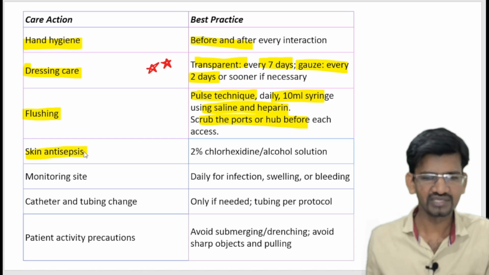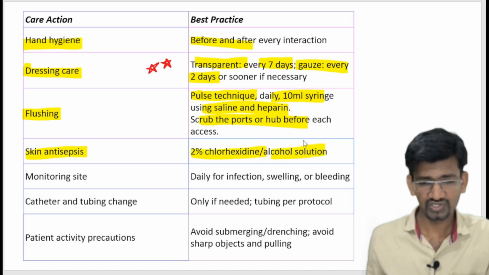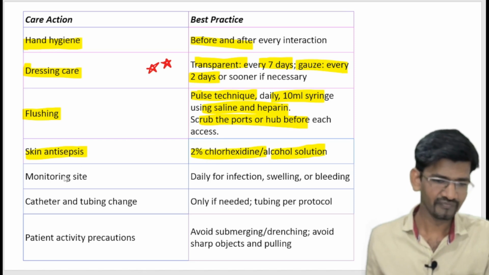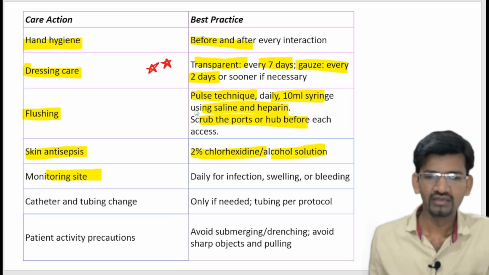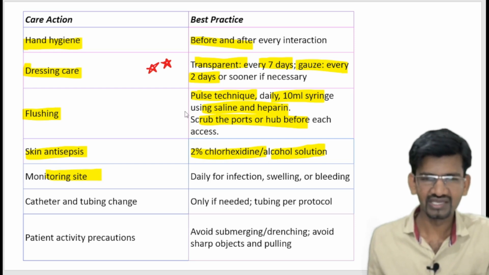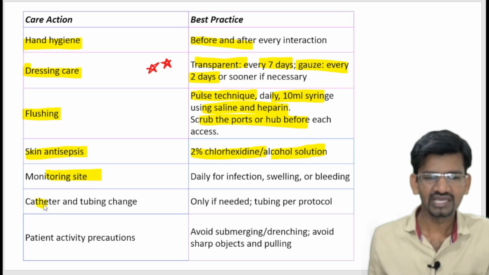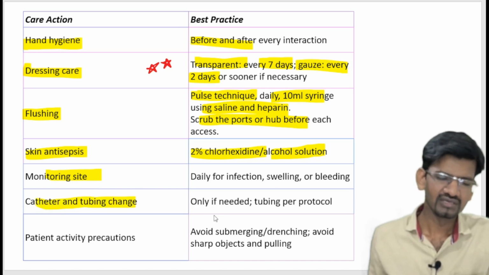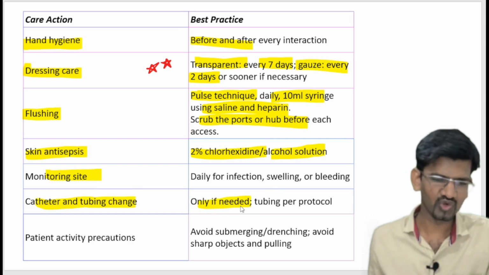Then skin antisepsis. 2% chlorhexidine or alcohol solution is to be used while dressing. Then monitoring the site for infection. We have to observe the site for any signs of infection like swelling, redness, pain, then pus formation. Those all things should be monitored at the site. Then catheter and tubing change will be done as needed or as per the tubing protocol.